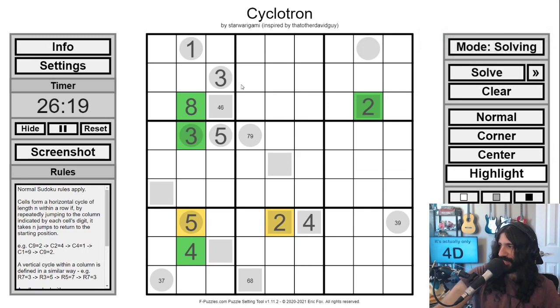Let's explain more solving. If it's a two, a two would point back to a two? True. Okay, great. All right. We did it. Okay, now what? More things that point at other things.